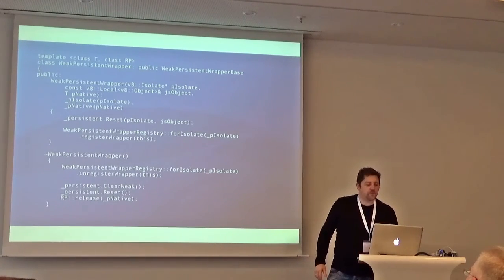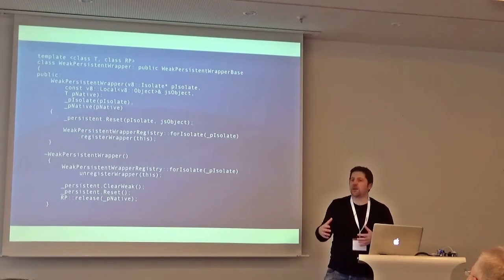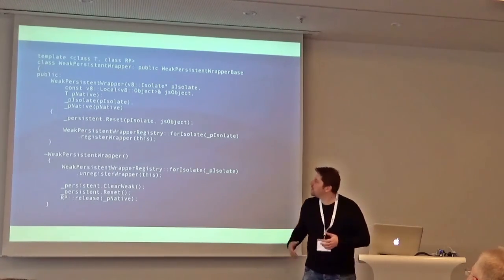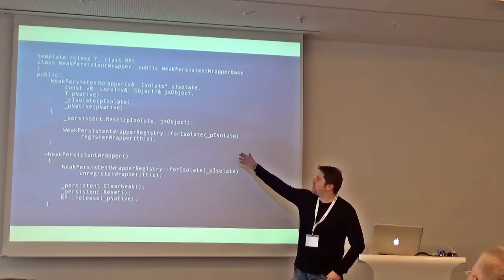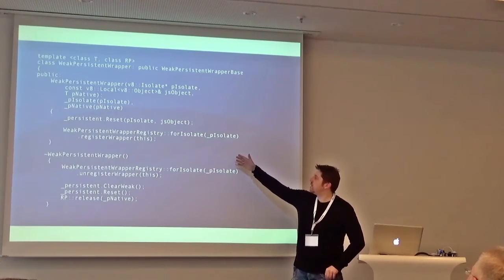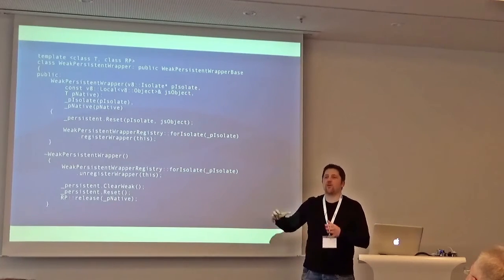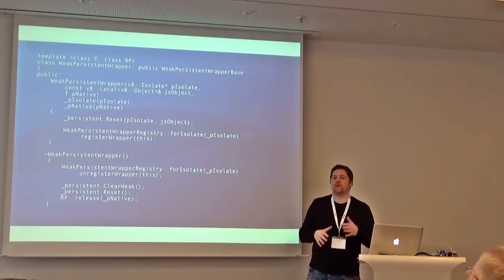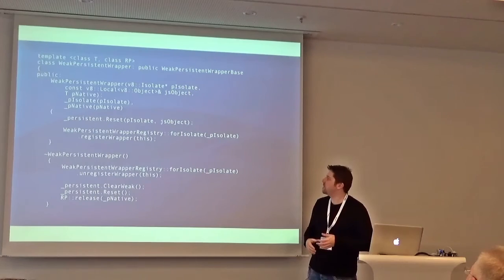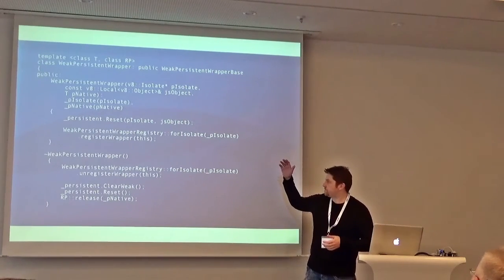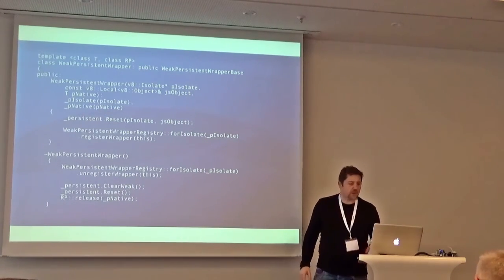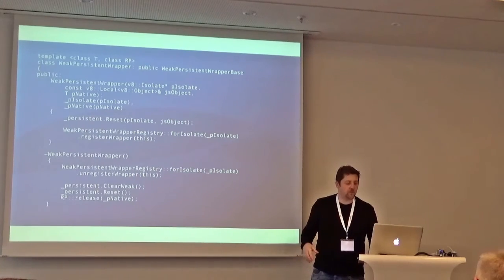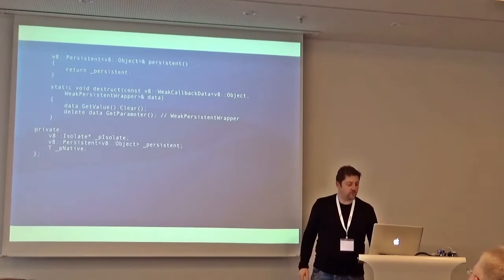And this is the weak persistent wrapper class that takes care of managing the lifetime of your C++ object. As you see here, we have a registry class that basically collects all the C++ objects that are created during JavaScript execution. And that takes care of properly releasing your C++ class objects.